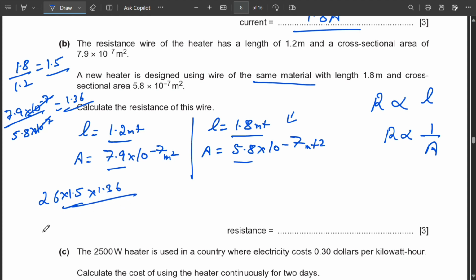So the new resistance of the wire will be 26 into 1.5 into 1.36. If you put this in your calculator, it's coming out to be 53.04 something. So you can round it off to 53 ohm. So the resistance of the new wire is 53 ohm.